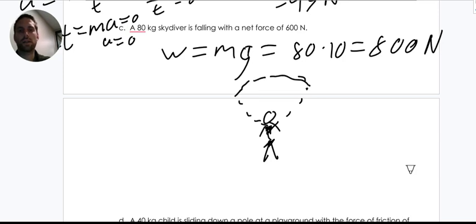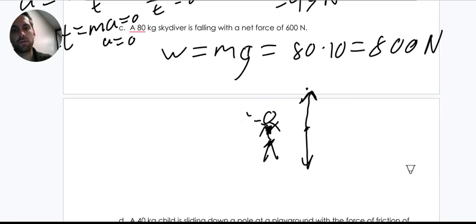So with this skydiver, he has some force going up and some force going down. Well, I guess he wouldn't have a parachute out because he's falling. He has a net force downward. So I'll erase the parachute. So the downward force is going to be negative 800 newtons. He's going straight down.